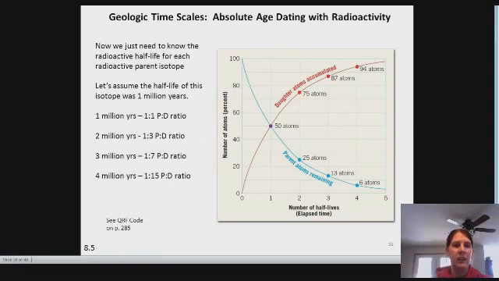So we're assuming here that the half-life of this isotope was 1 million years. This means that this took 1 million years to occur. This took 2 million, all the way to 4 million years here. So it would take 4 million years to get to the point where you have 94 atoms of lead and 6 atoms of uranium.